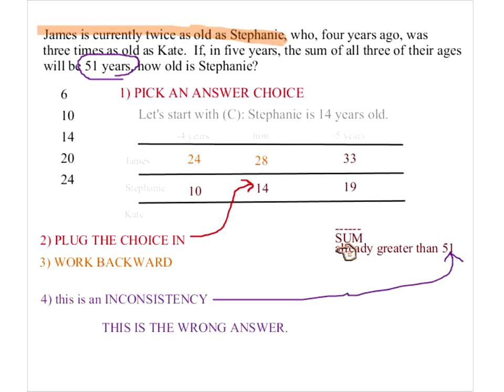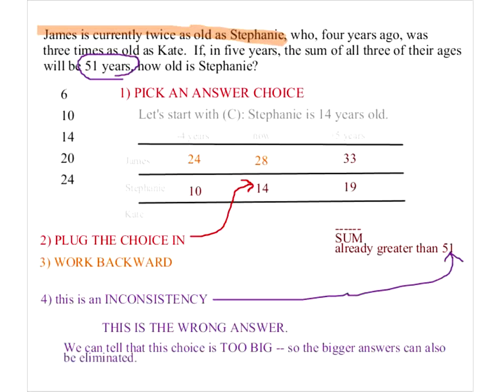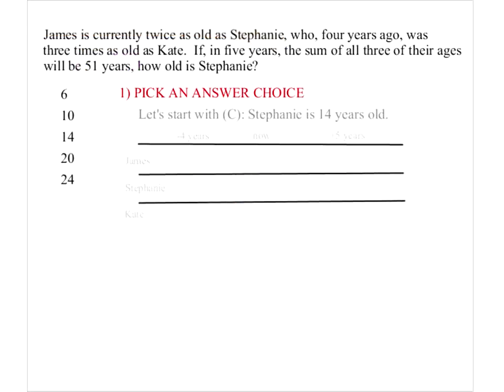Okay, yeah, a couple of you are typing this in. Yeah, everything that is greater. So because the middle choice is incorrect, we can tell that this choice is too big. So the bigger answers can also be eliminated. So based on this, we've crossed off 3 choices already. 14 is gone, 20 is gone, and 24 is gone.